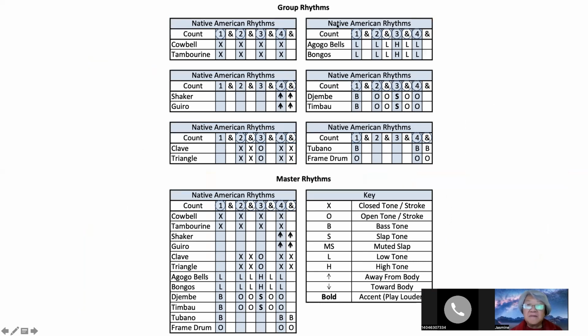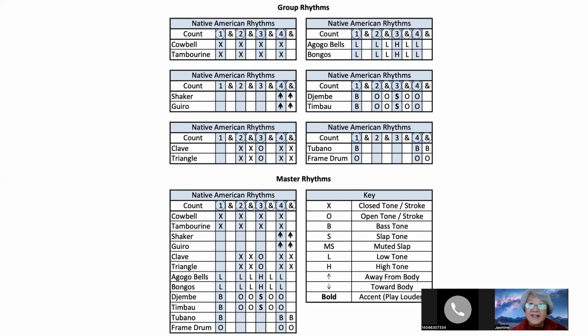So, this is the Native American one that I will pull up and play. That's why I sent it to you ahead of time, because I know it's kind of small. Basically, they've got it for cowbell, tambourine, shaker, guiro, clave, triangle, and then agogo bells, bongos, the djembe, the timbao, which we just looked at, the tubano, that's the one from the previous slide that was real colorful. That one could be a tubano, or sometimes they call that one a surdo, but it's just kind of like a little bass drum or a floor tom, the frame drum.